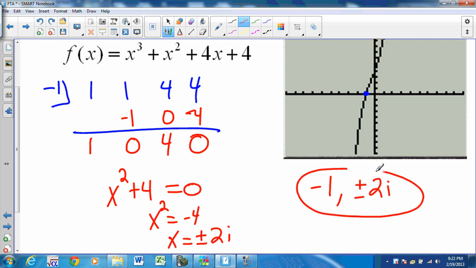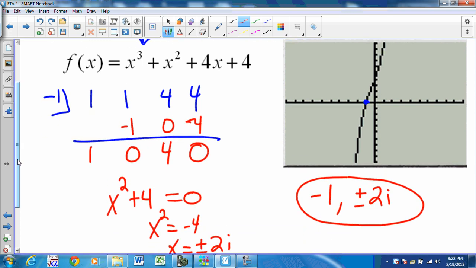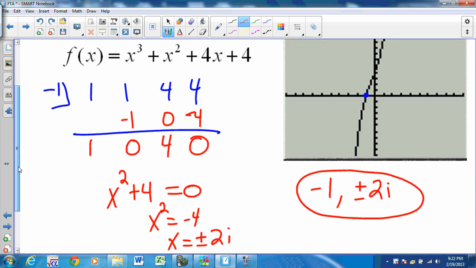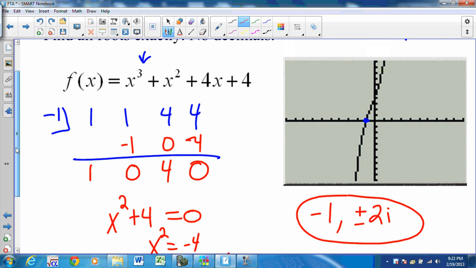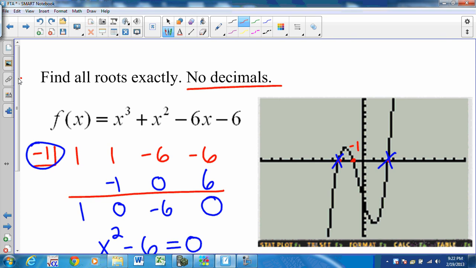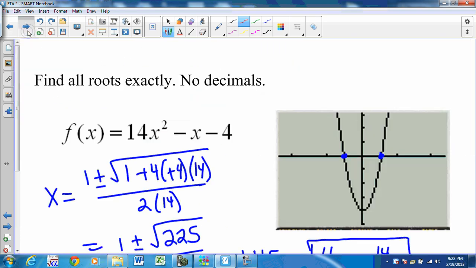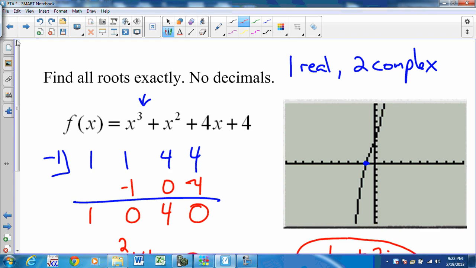The only way to find imaginary roots is solving the quadratic by quadratic formula or factoring or something like that. There's no way to get them from the calculator. When you had irrational roots, we could check. Does square root of 6 equal 2.44? Yeah, we're right. There's no way for the calculator to do that.